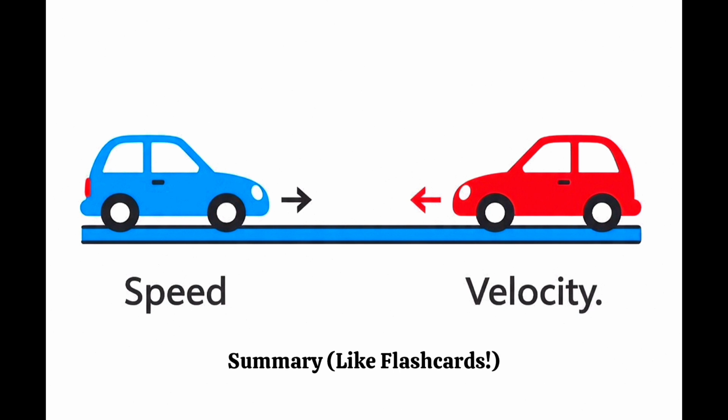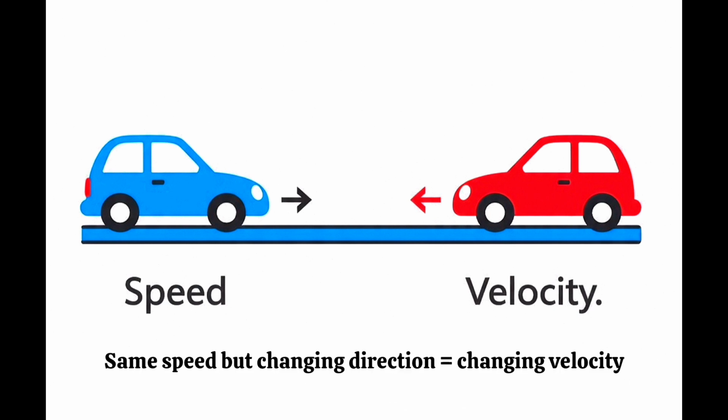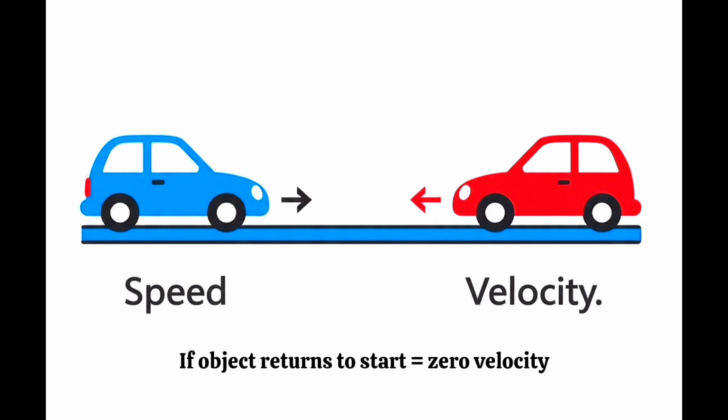Chapter 12. Summary like flashcards. Speed: scalar, no direction, uses distance. Velocity: vector, has direction, uses displacement. Same speed but changing direction means changing velocity. If an object returns to the start, velocity is 0. Velocity can be negative, speed cannot. Both have the same unit, m/s or km/h.